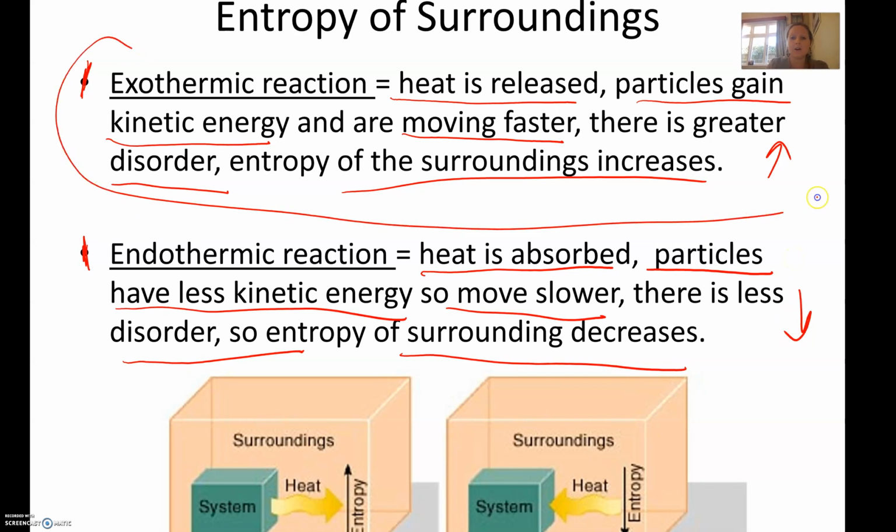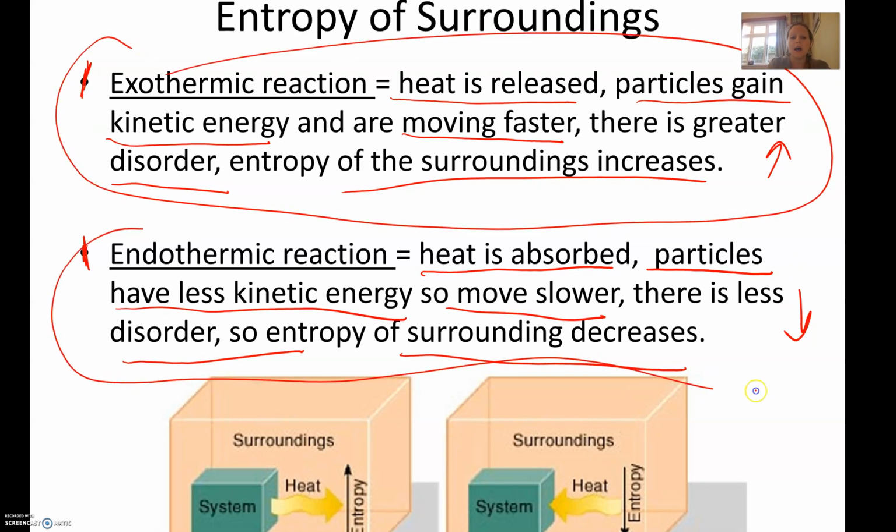So these kinds of paragraphs are really worth memorizing or making sure you understand. You don't really need to memorize, you just need to realize that if heat is being released, then particles speed up, disorder goes up, and if heat is being absorbed, surrounding particles slow down, less disorder. So you just need to understand that.